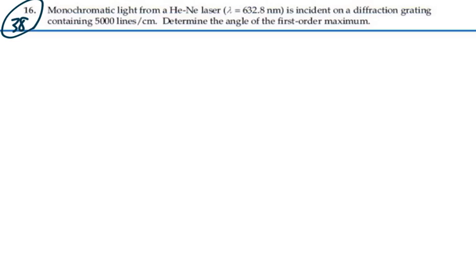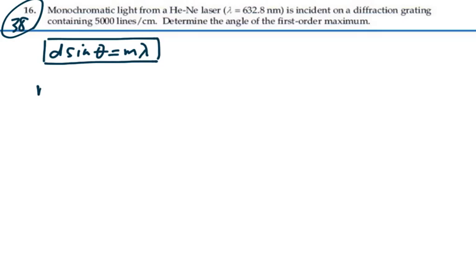If we have a diffraction grating, then it's true that d sine theta is equal to an integral number of wavelengths, m lambda. d being the spacing between the lines on the grating, theta is the angle to the maxima, and m is an integer. In this case, we're given the number of lines per centimeter. Let's call that little n. So that'd be the number of total lines per length, and that is equal to 5,000 lines per centimeter.